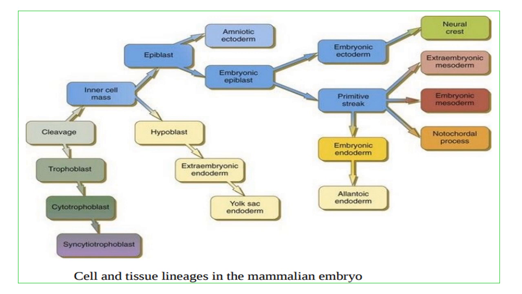And the second structure is the primitive streak, which originates from the posterior side of the embryonic epiblast, and it is going to form the embryonic mesoderm, embryonic endoderm, and extraembryonic mesoderm. Some cells of the primitive streak also form the extraembryonic mesoderm. And another structure which is going to form from the primitive streak is the notochordal process.